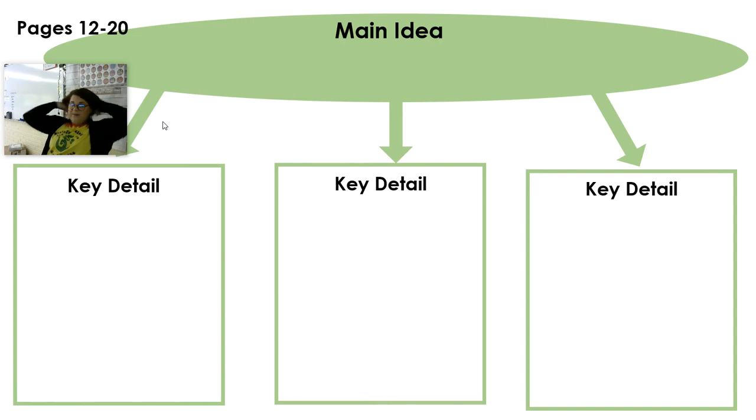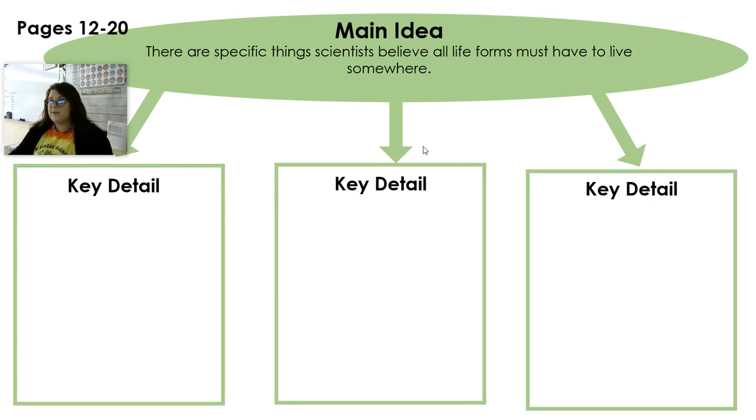But even just from discussing, well, we talked about water. We talked about how living things need a body to live in. Living things need energy, all that kind of stuff. What we're really talking about in this section is that there are specific things scientists believe all life forms must have to live somewhere. So they went into detail about this, but overall, that whole chapter is all about this is what we think living things need.